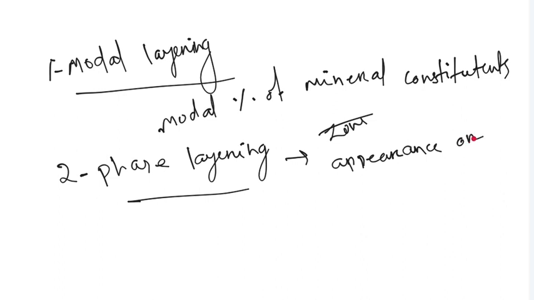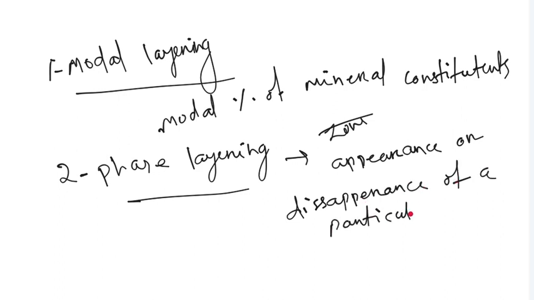appearance or disappearance of a particular phase. So you can say that phase layering is a broader term than modal layering, because phase layering will change if modal layering changes. If the percentage of minerals changes, then the phase will change. So modal layering is the smaller version of phase layering. Phase layering is a larger version of modal layering.